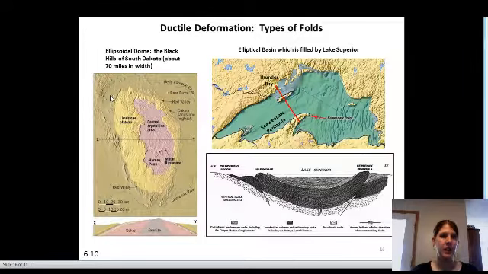You can also get ellipsoidal domes. This is an example in the Black Hills of South Dakota. The oldest material here is a crystalline area, a slightly younger limestone, and then the much younger, I think this is a sandstone outside it. Another example, an elliptical basin, is actually Lake Superior. You have your older material around the perimeters and your younger strata. If you look at this picture, your older crystalline material is here and your younger strata deposited inside, and then you've actually got your lake existing on top of it.